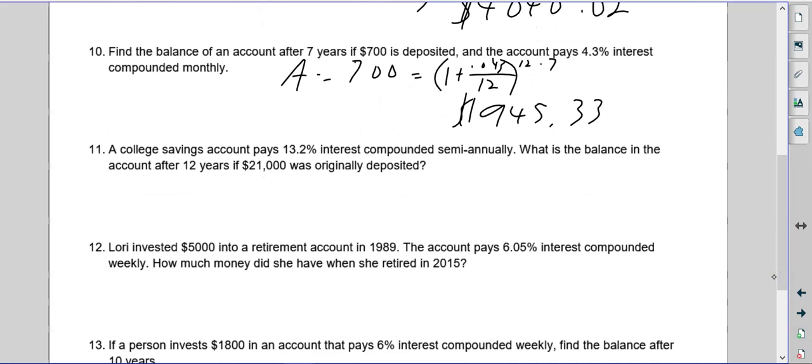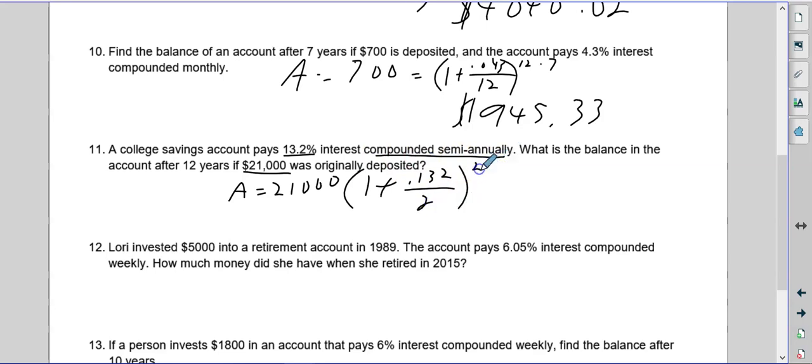Number 11. The initial amount was $21,000. Always 1 plus. Interest rate is 0.132. It says compounded semi-annually. That's twice. That number goes there and there. And for 12 years. 2 times 12, that's 24 up there. And we end up with a grand total of $97,362.60.